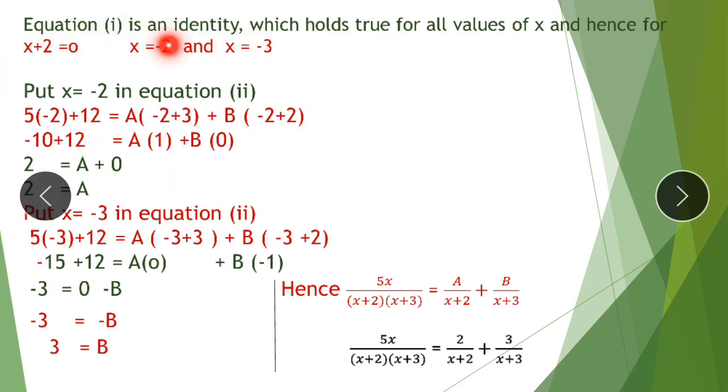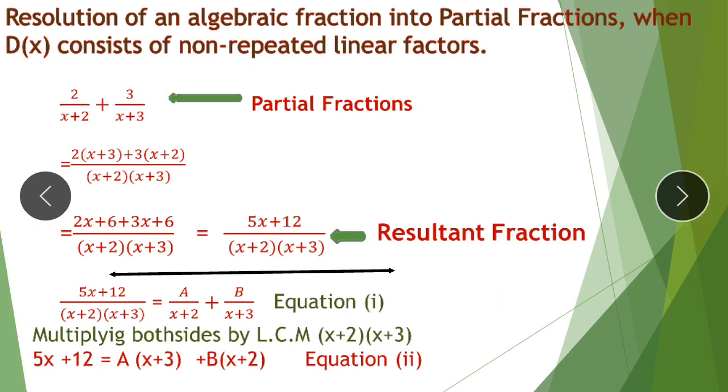Equation number 2 is an identity which holds true for all values of x, and hence for x plus 2 equal to 0. So if we find the value of x, it will be x minus 2 and x minus 3. As I told you earlier in the previous concept, an equation of identity means both sides will be equal. Here you can see that this is the resultant fraction and this is the partial fraction. Part makes the whole, so both sides will be equal.